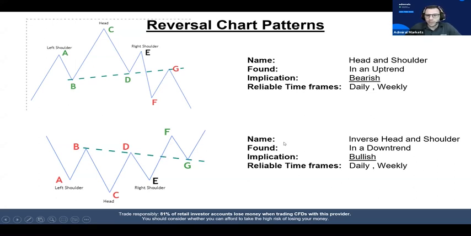And the opposite we find in a downtrend, the inverse head and shoulders. We have the head at the bottom, left shoulder, right shoulder. The market is unable to make new lows, and at point E, the buyers stepped in and created this higher high. We have this higher low. We wait for a retracement, and we can enter the market long.